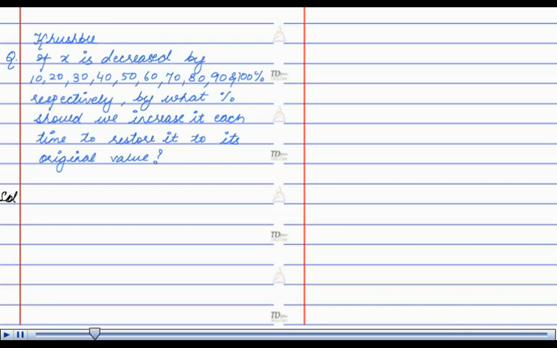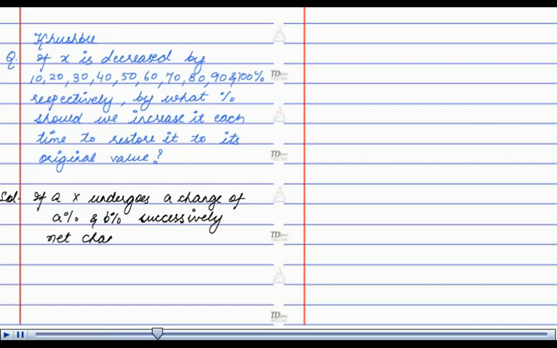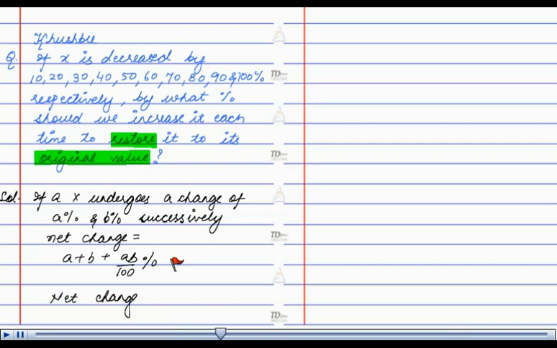We know that if a variable x undergoes a change of a% and b% successively, then net change is given by a plus b plus ab by 100%. In the question, it has been given that the original value is restored. This implies that net change will be 0.